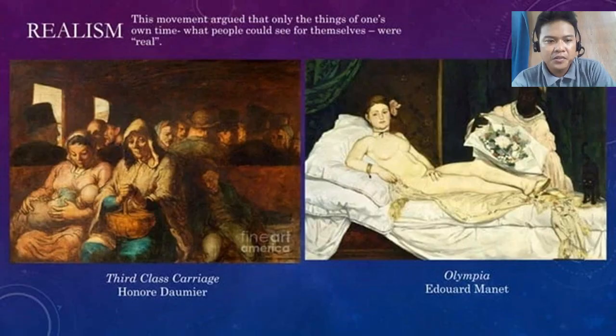Next is Realism. In Realism, this movement argued that only the things of one's own time, what people could see for themselves, were real. Okay, like what is happening in the present era, at that particular time and setting. That is Realism. Just like this Third-Class Carriage by Honoré Daumier and Olympia by Édouard Manet. So these are Realism.